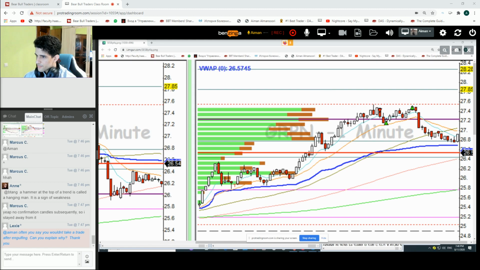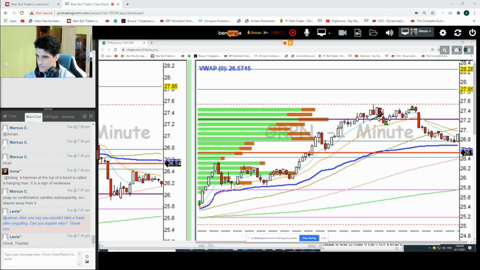Those 2 reasons are the main reasons I don't love taking them after engulfings, and I noticed that they don't work a lot. Most of the time after engulfings, especially if it's a little bit away from the 9 on the 1-minute chart, it touches it, and I'm getting to the short side, to the face of the 9 moving average on the 1-minute chart, and then it just goes against me.